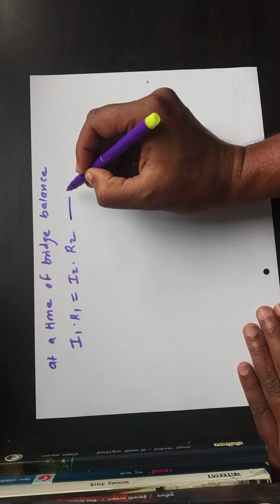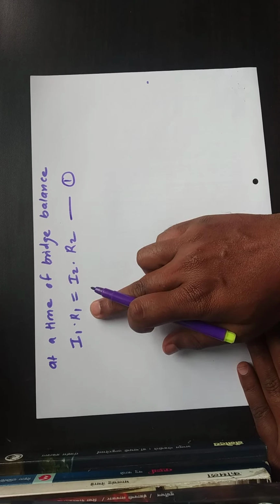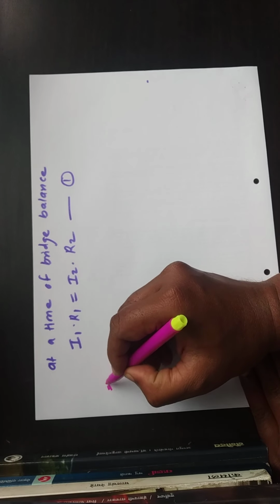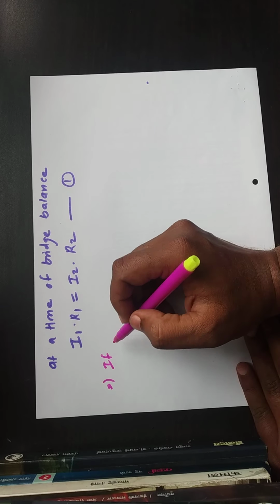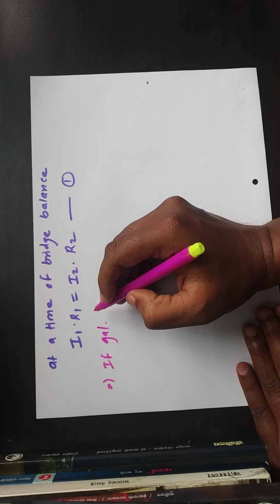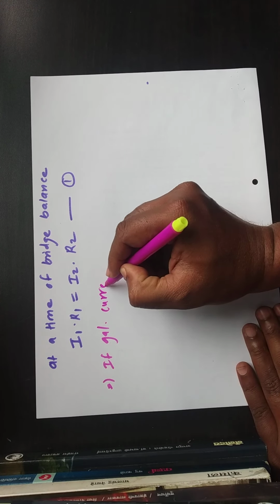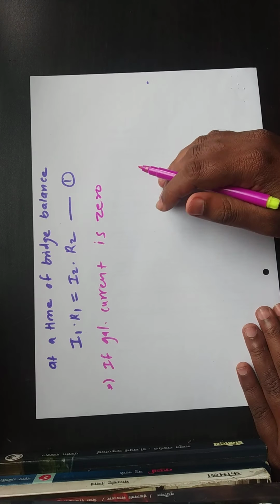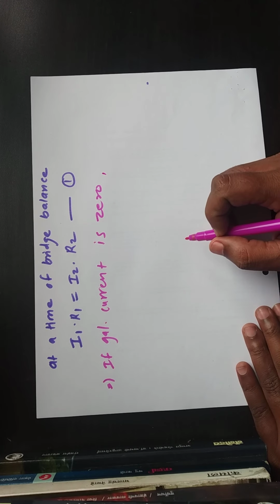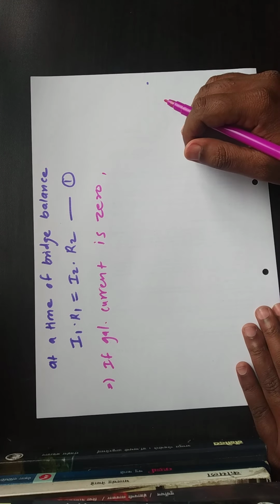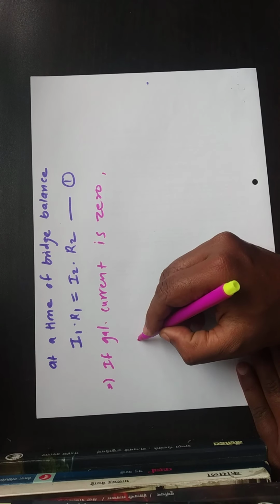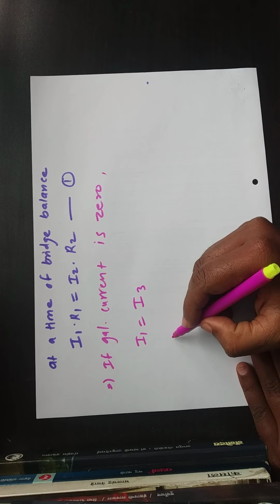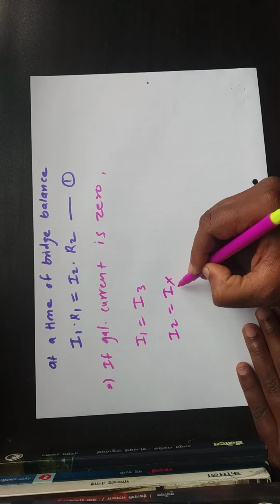Okay, so this we can call equation number 1: I1 R1 is equal to I2 R2. And if the galvanometer current is 0, then based on this circuit arrangement of the Wheatstone bridge, we can write I1 is equal to I3 and I2 is equal to Ix.